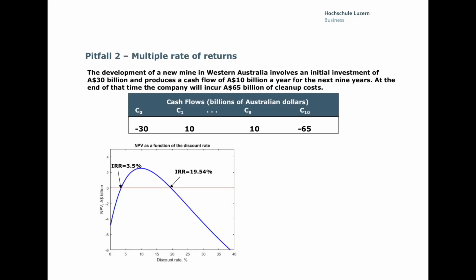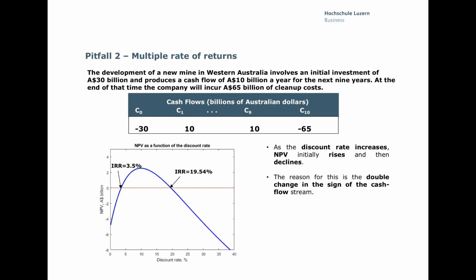Another pitfall is related to the case where multiple rates of return occur. Suppose the development of a new mine in Western Australia involves an initial investment of 30 billion Australian dollars and produces a cash flow of 10 billion a year for the next 9 years. At the end of that time, the company will incur 65 billion of cleanup costs. First of all, note that there are two discount rates that make the NPV equal to 0.